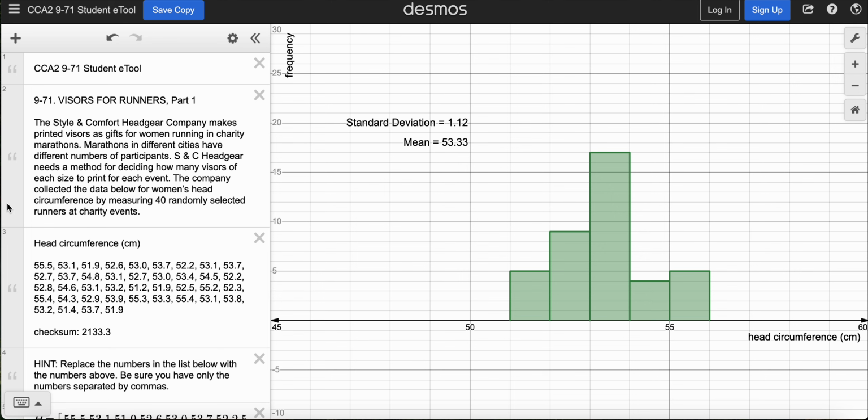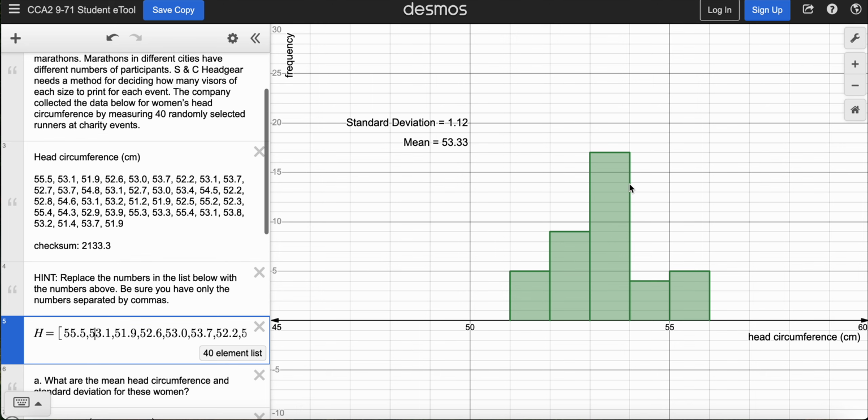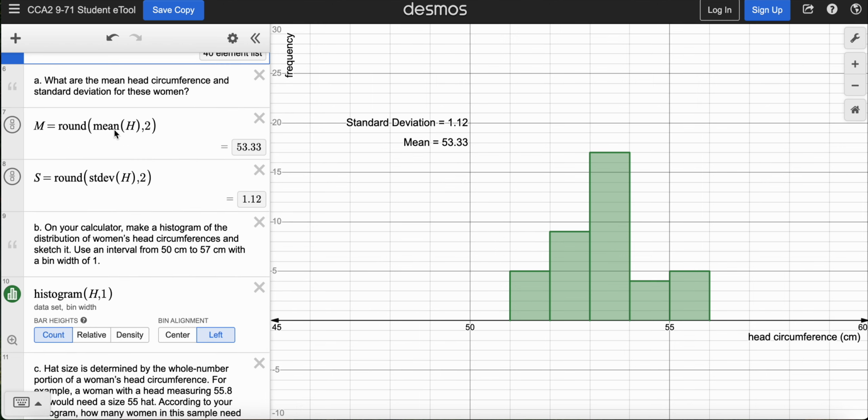If you go into that e-tool, it probably doesn't look like mine right away. And that's because you have to read what it says here. It says replace the numbers in the list below with the numbers above. So originally this said 1, 2, 3. To get it to do this, I just copied this, so Control C, and then I pasted it down here, and then my list shows up. This also calculates the mean, rounded to 2 decimal places. That's what this round means, and the 2 here. And the standard deviation, again, rounded to 2 decimal places.